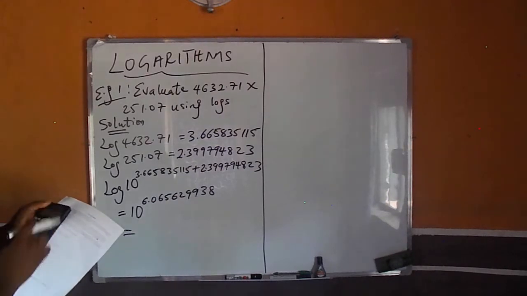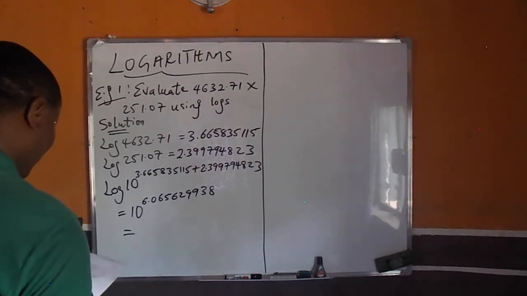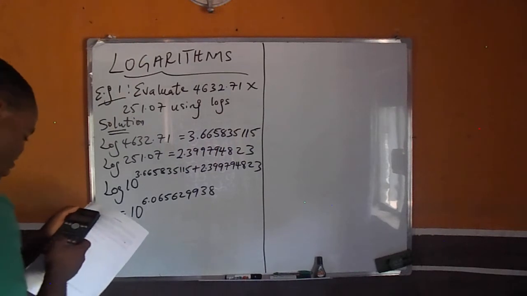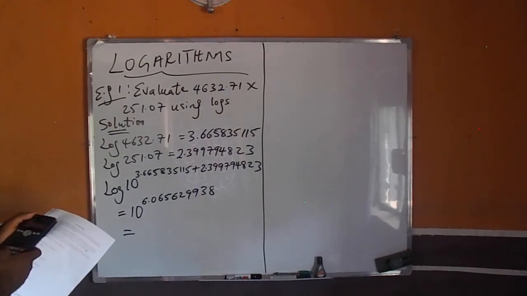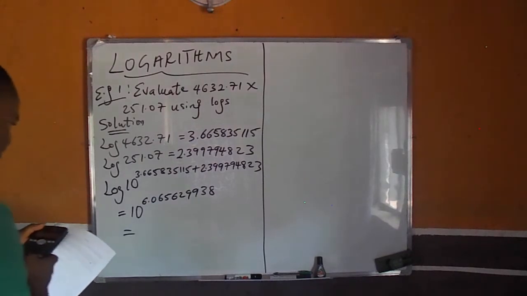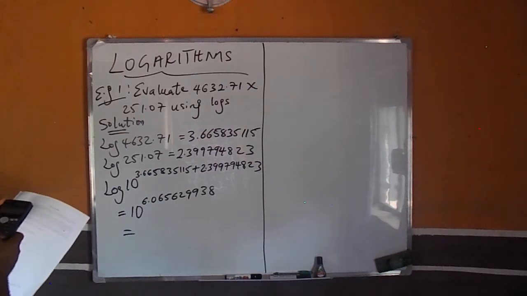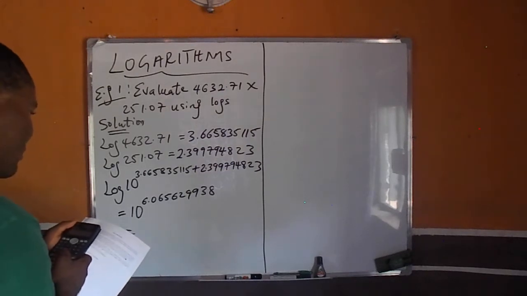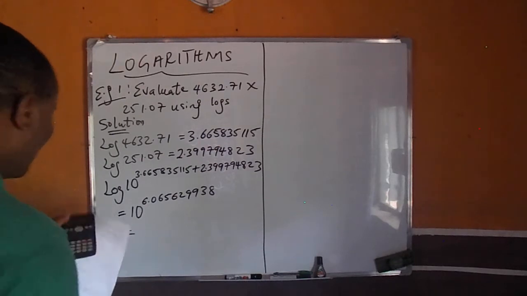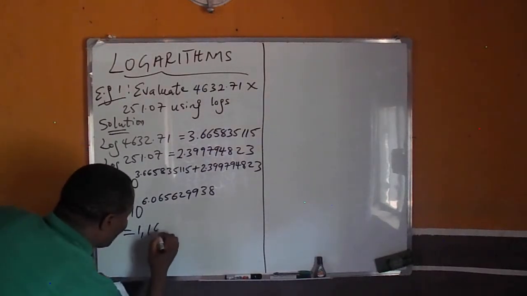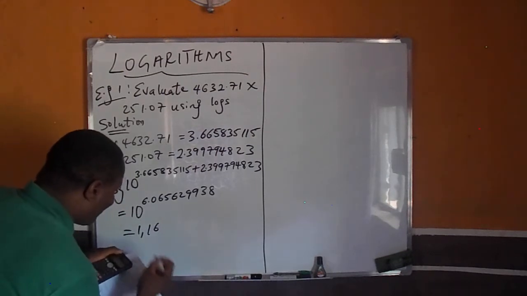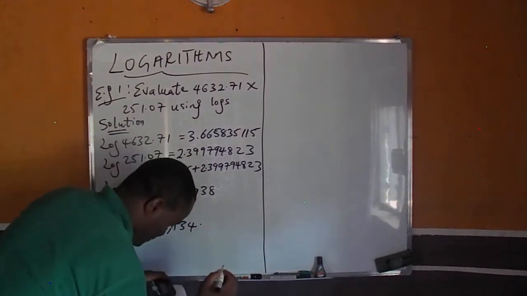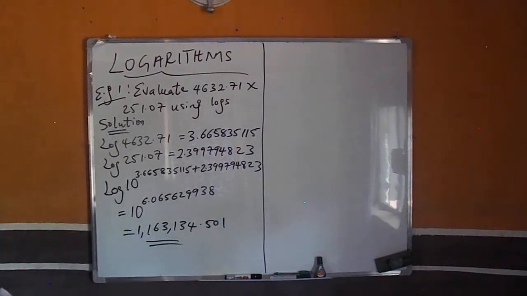We now say 10 raised to power 6.066329938. Oh, sorry, our final answer will give us 1,163,134.501. This is our final answer.